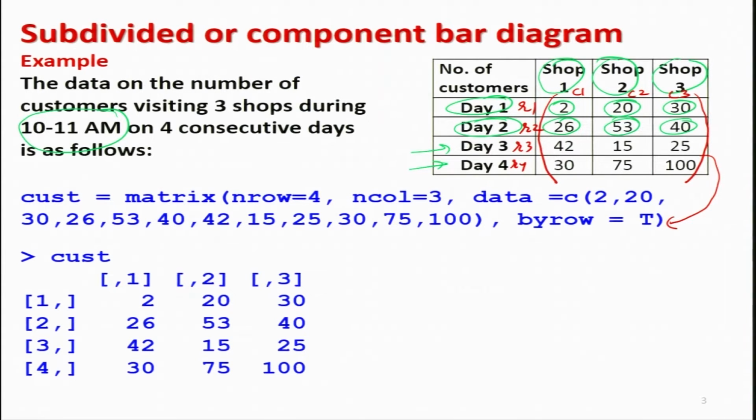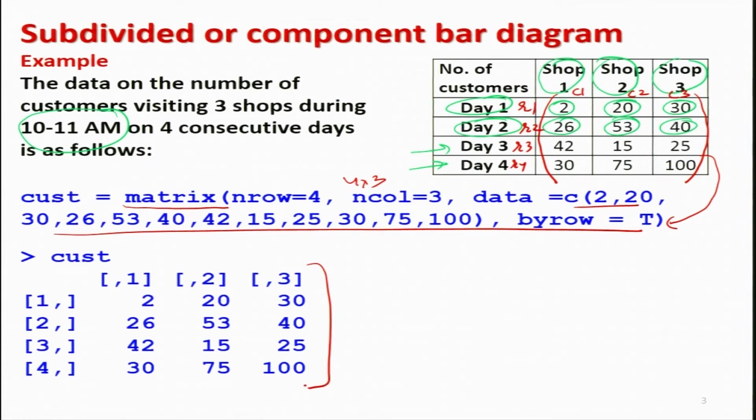I am simply using the command matrix, and I create a matrix of order 4 by 3, where the data is given in this order and the data is arranged by row. So, finally, you get a matrix like this. If you compare this part with this part, both are going to be the same.